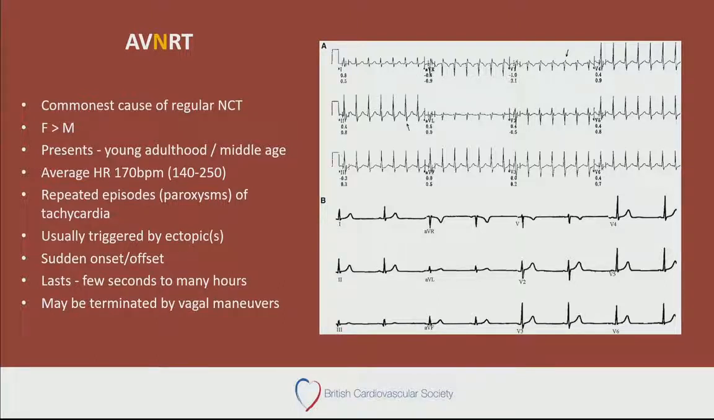And this is a typical sort of AVRT ECG, and I'll show you some more pictures which highlight the features that you should look out for when someone's got an SVT like this. But the key is that you won't be able to see P waves. You'll see a fast, narrow complex tachycardia without obvious P wave activity.